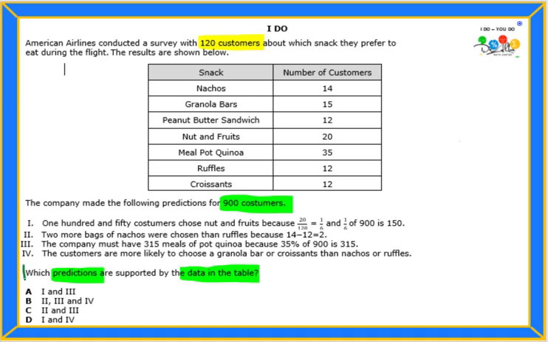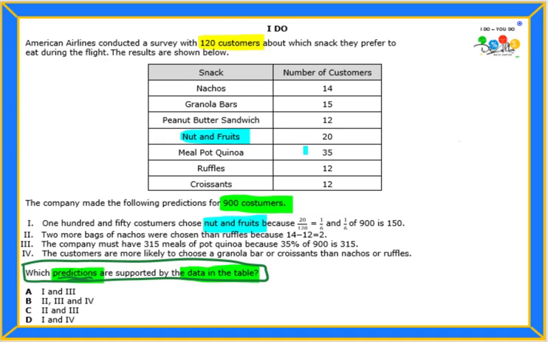So again, our question, we're going to go ahead and box that in. Which predictions are supported by the data in the table? Okay, so let's look at our first statement. 150 customers chose nuts and fruits. So let's go ahead and look at that. Nuts and fruits is right here.